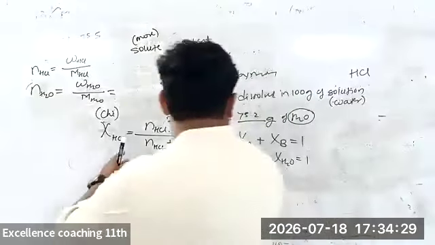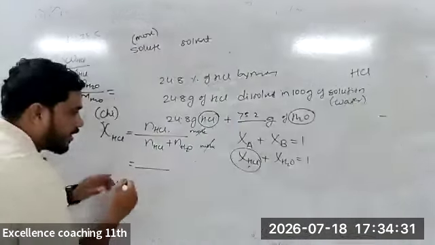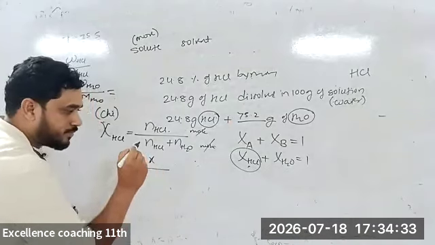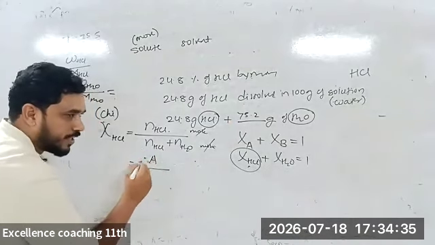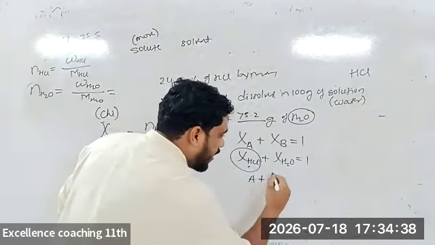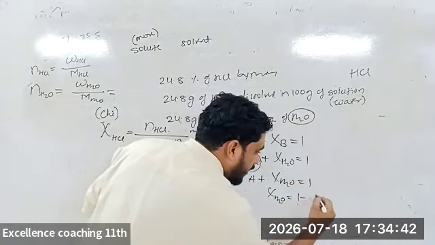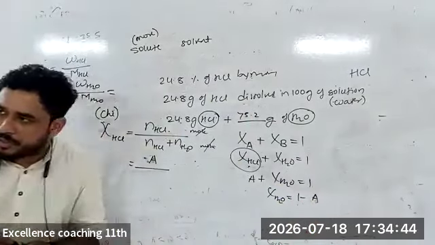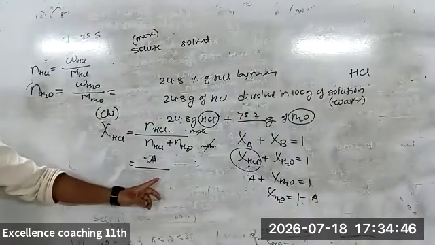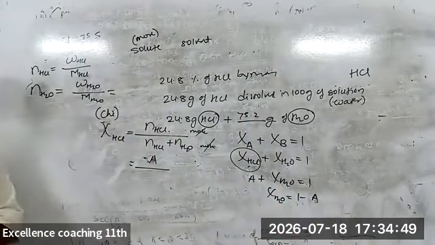You will get the answer here. I will write here as x. Here you will substitute this a. Mole fraction of water is equal to 1. Mole fraction of water will be 1 minus a. Understood? Find the answer. Now you just copy the substitution part.